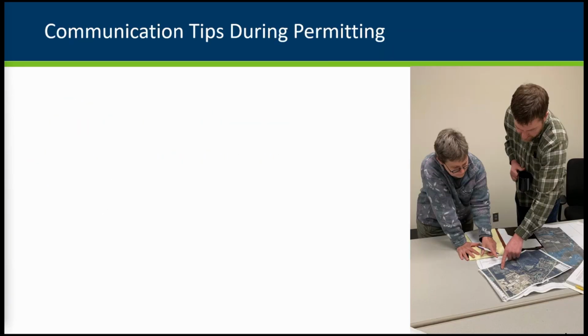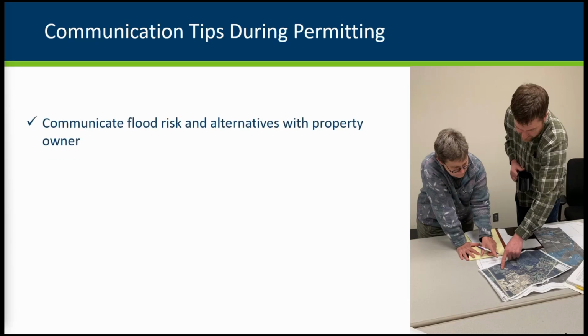So real quickly, just a few communication tips to have during permitting. Of course, communicate the flood risk. When you're reviewing a project proposal with the applicant, you let them know they're in the floodplain. And it's also important to maybe let them know that if they construct in the floodplain, there's approximately a 25% chance over a 30-year mortgage that they may experience flooding of some magnitude.